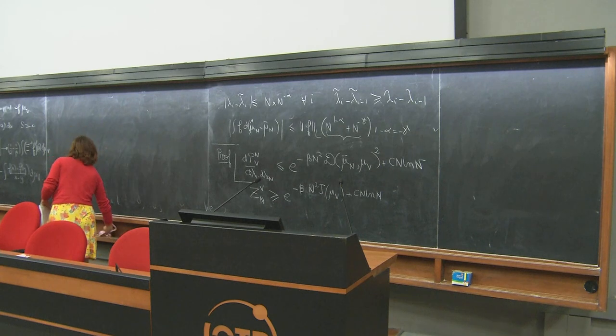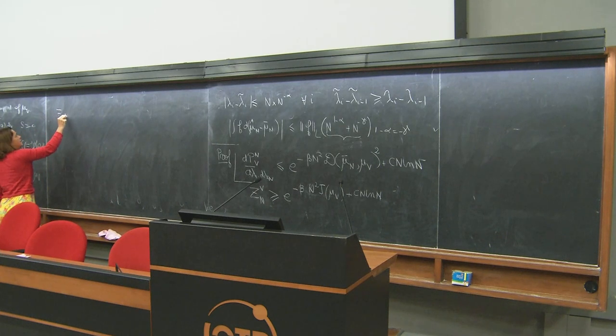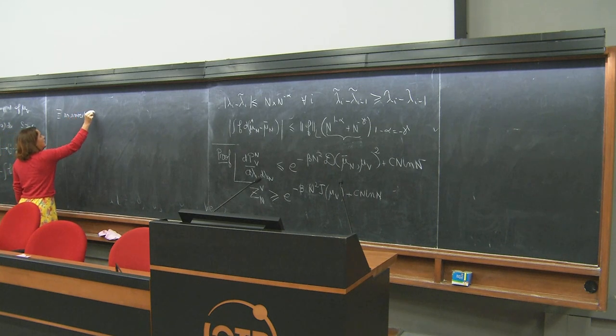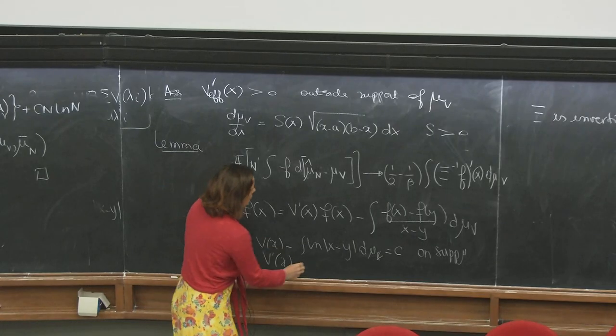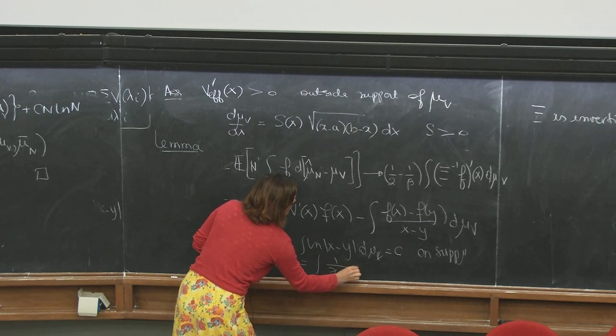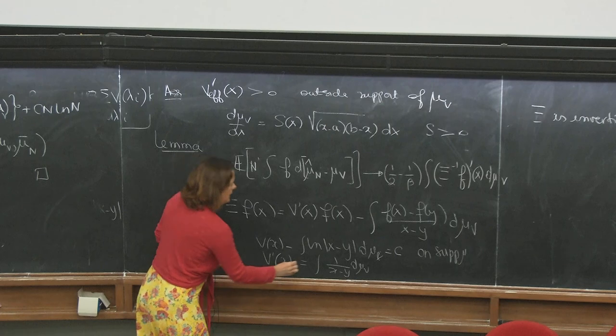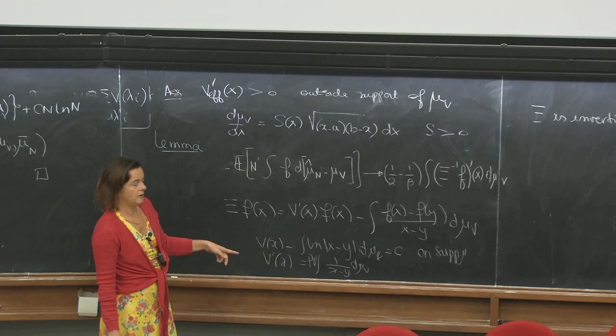And why can we do that? So it's the so-called Tricomi formula. Psi is invertible. So if you remember the equation that characterized mu v, it was saying that v of x minus the integral of log |x minus y| d mu v was constant on the support. So if you differentiate that, what you see is that v prime of x should be the integral of 1 over x minus y d mu v. Of course, you have to be careful that this is not always well-defined, so you have to take the principal value.